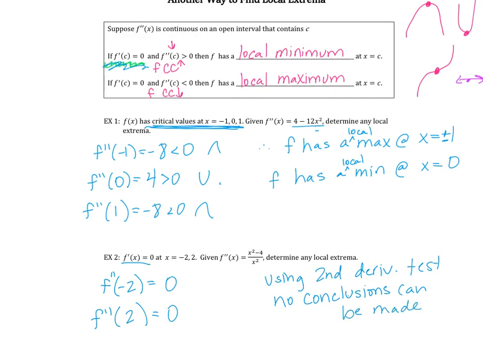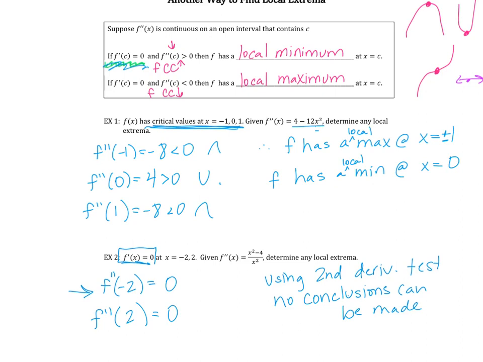So with the second derivative test, if the first derivative is undefined, you can't use the second derivative test. It could still be a max or min, but you can't use the second derivative test. If you know that the first derivative is 0, and what you get for the second derivative is not positive or negative, if it's 0 or undefined, that means no conclusions can be made.